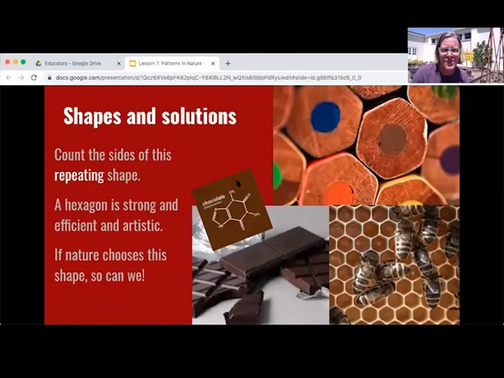That's a pattern worth noticing. Shapes can also be patterns, right? We saw the spiral earlier, but look at this shape. There's a repeating shape here. Pencils have this shape, right? Honeycomb or bees have this shape. Let's use our finger now.